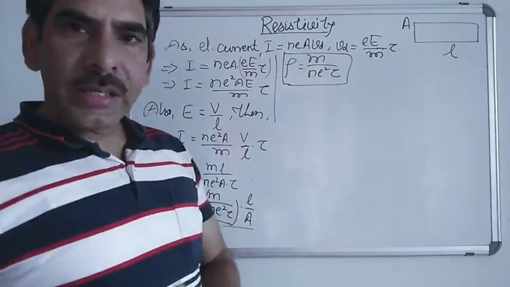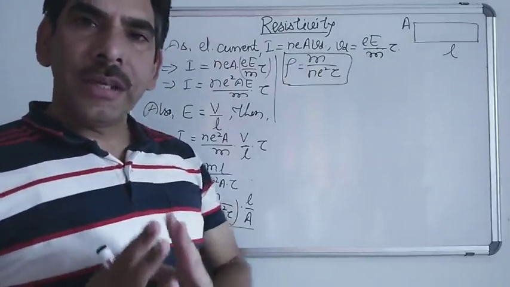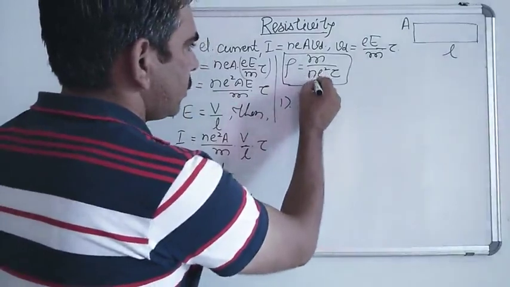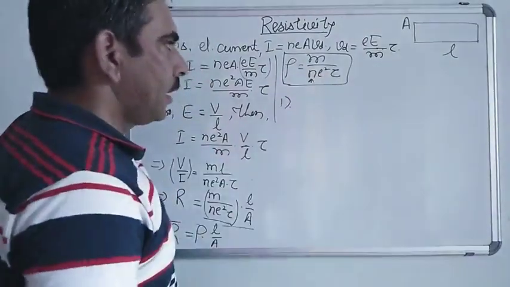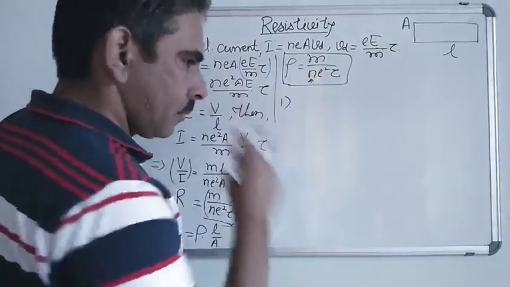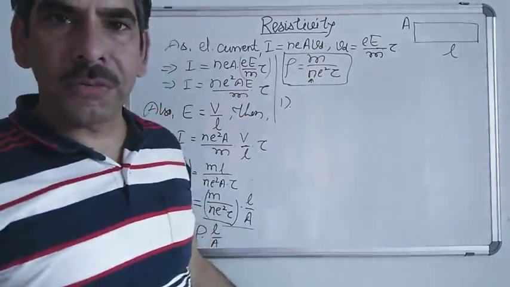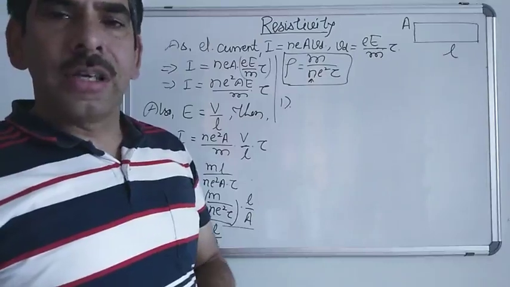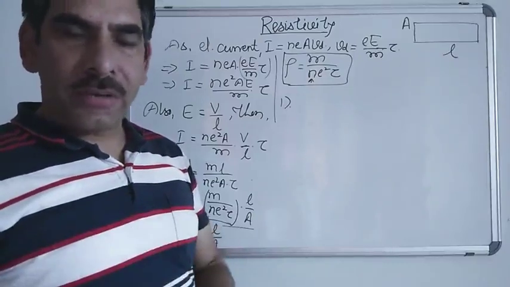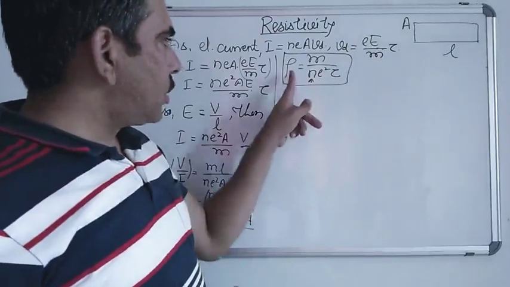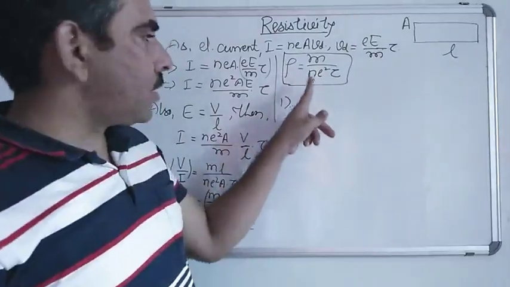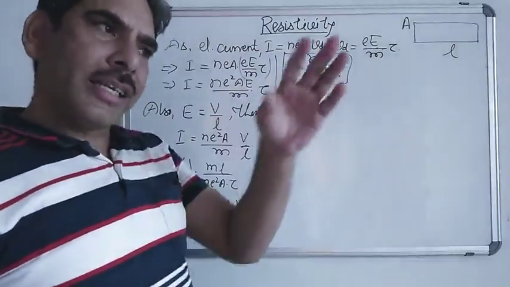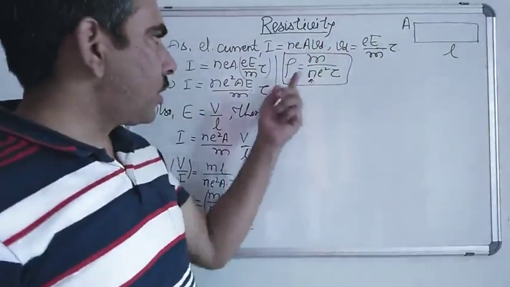So from here we can understand on what factors the resistivity of any material depends. The very first factor is this n. It is nothing but the number of electrons per unit volume. We also call it the number density of electrons. So the resistivity will be less if the number density of electrons is more. If a substance has more free electrons, its resistivity will be less. This is what this means.